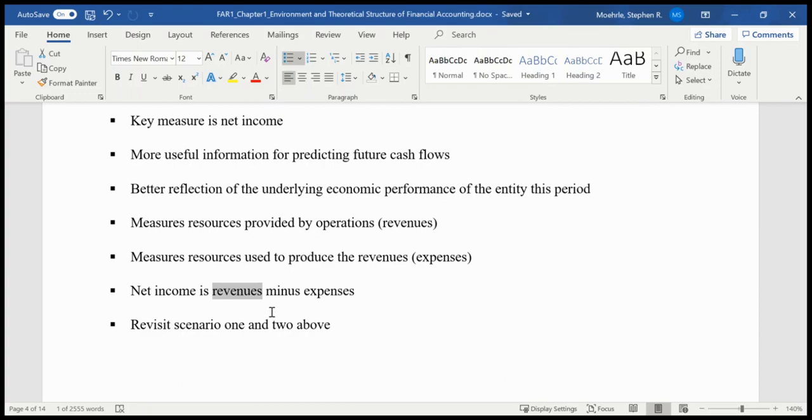Scenario 2 above was building a factory. Well, under accrual accounting, what we're going to do is record that factory as a big asset called property, plant, and equipment. And then we're going to depreciate it over many years, over all the years that it's going to help us to generate revenues. That will match the cost of that factory against the revenues it's helping to generate. So we're going to see that very soon in this course.